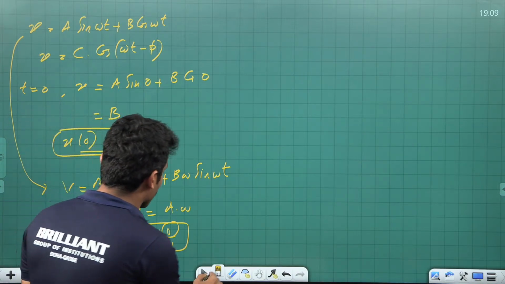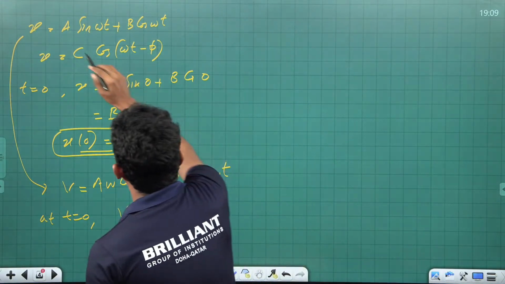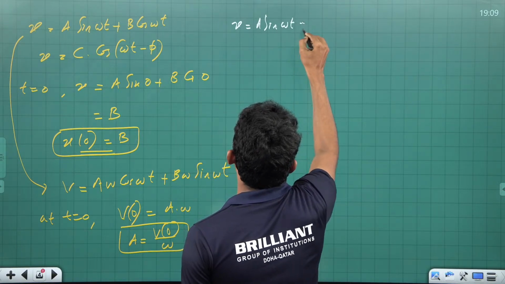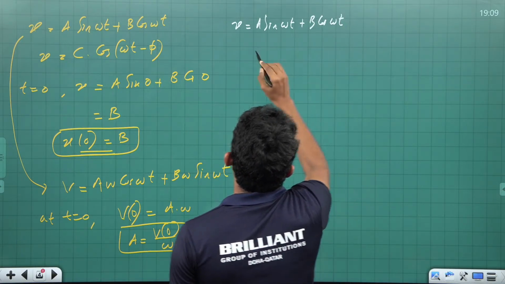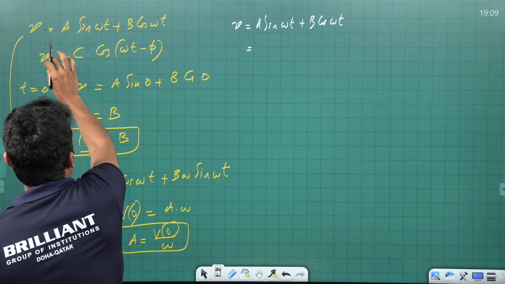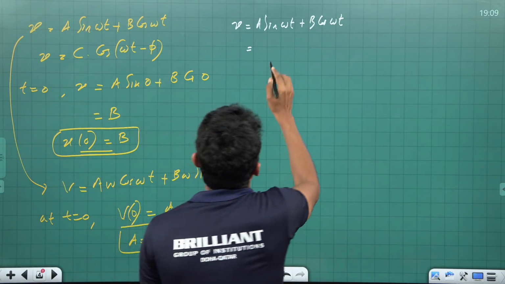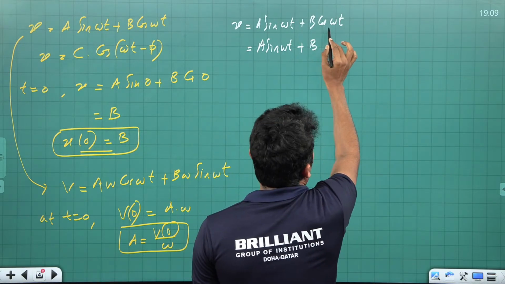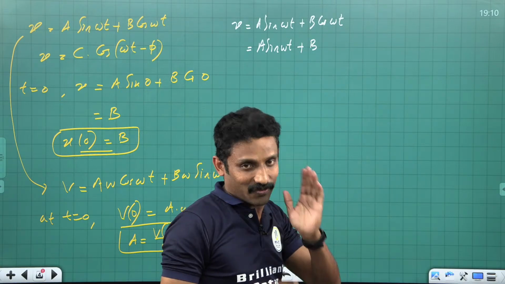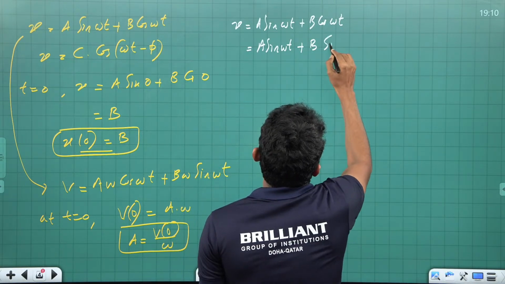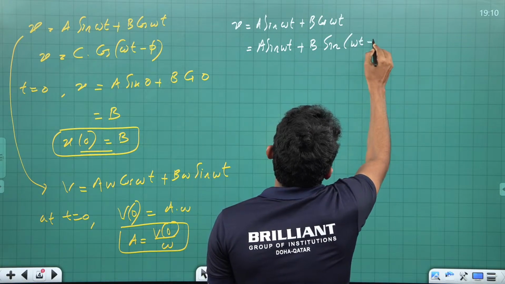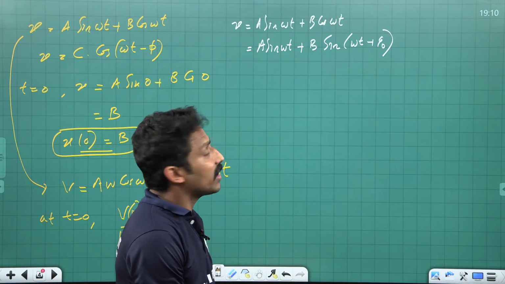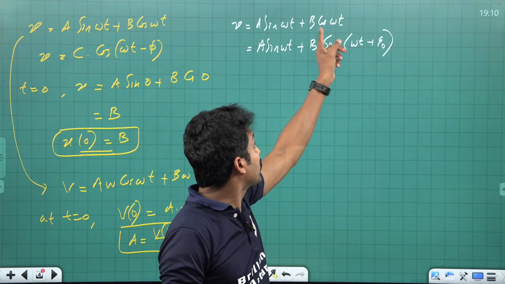Now the next step is we write the given x = a sin ωt + b cos ωt in the required form. We change this cos ωt into sine. How is it done? sin(ωt + 90°) we can do. Sin(90° + θ) is cos θ.